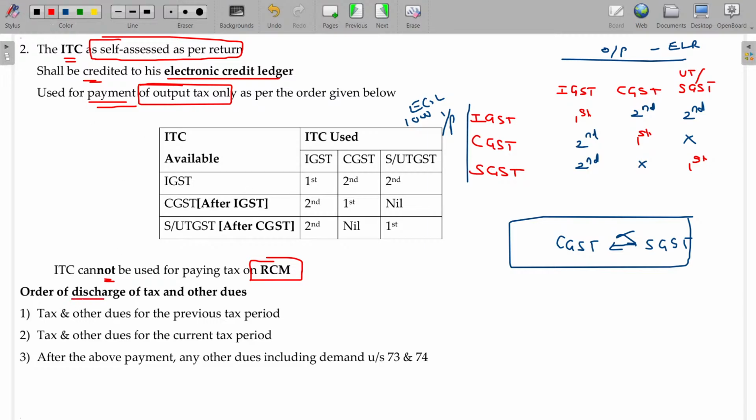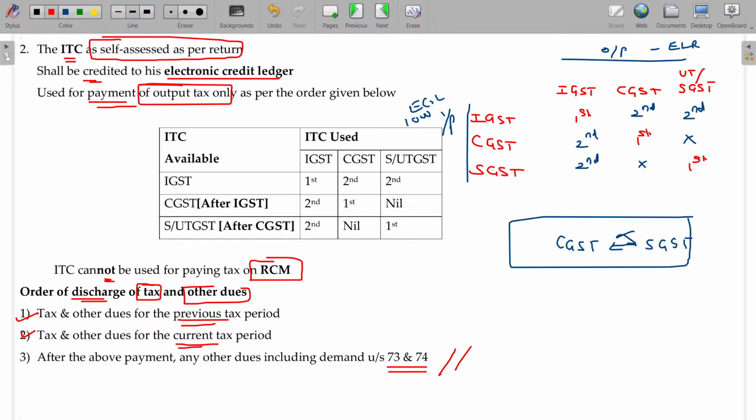Order of discharge of tax and other dues. How can you pay this, sir? You have to pay tax and other dues of the previous period first, current period second, and only after that, if any other dues including demand under section 73, 74 exist, you can pay. That's the order. So if there is any pending tax for a previous tax period, unless you pay it, you cannot pay for the current year. After paying the current year, you can go for the demand raised.